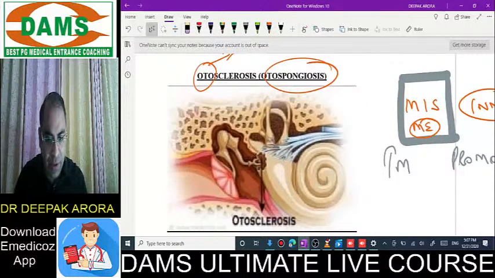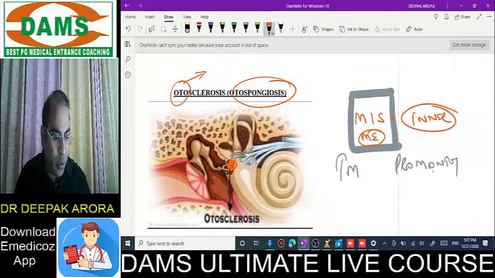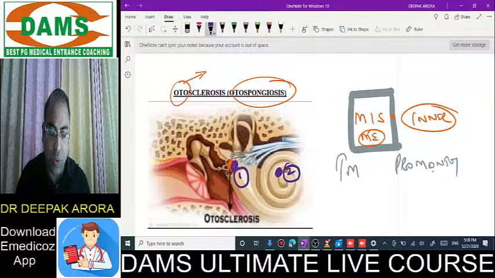Just focus your eyes. I have highlighted this area, the attachment of stapes. So where is the attachment of stapes? I will go into the depth of this segment. This is the most common site. Am I understood? But it can also occur in the cochlea. So this can be lesion number 1, and this can be lesion number 2. Am I understandable? So otosclerosis.